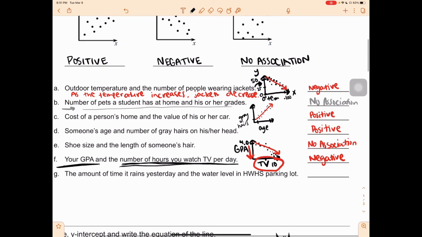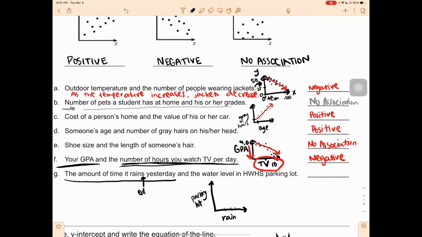So now here we have the amount of time it rained yesterday, and the water level in the Hanford West parking lot. If you guys don't know, because I know a lot of us have been home for the past month, like past year really, whenever it rains, our parking lot at Hanford West gets super flooded because it's like a little hole and it just gets super flooded. So if it rained yesterday, what's going to happen to the water level in the parking lot? This is how much it rained, and this is how much water is in the parking lot.